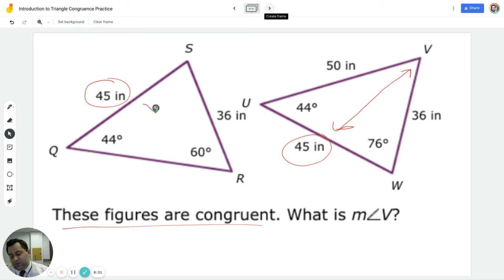So if I look opposite in the congruent triangle, I can see that 45 is opposite 60 degrees. That makes V 60 degrees. And that is the angle I'm looking for. So once you know what to look for, these problems become relatively quick to do. Hopefully, having the left side done will help you complete that practice.